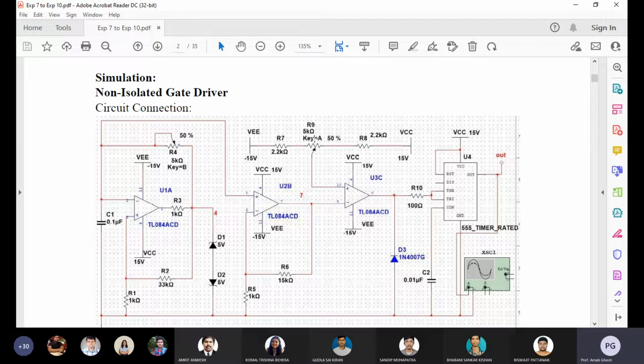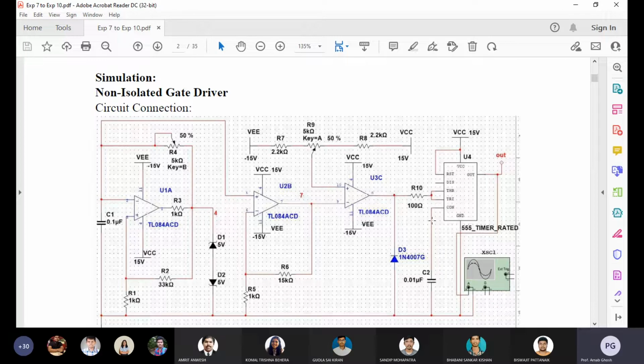The output swings from plus VCC to minus VCC, but the minus voltage is not required. That's why one diode is given, so the minus portion will be omitted. Suppose you want to do a bridge converter. Then you can invert that negative pulse. One signal will pass through one diode, and another signal, the inverse of this signal, will pass through another diode, so you will get another pulse. Both pulses are required for a full bridge circuit.